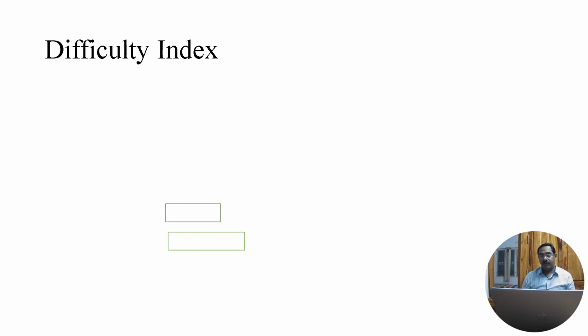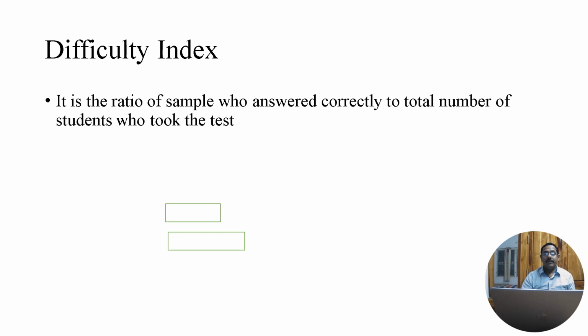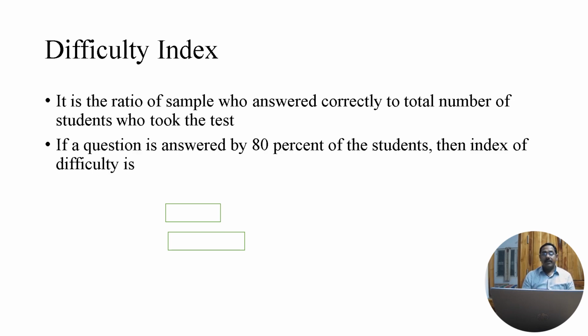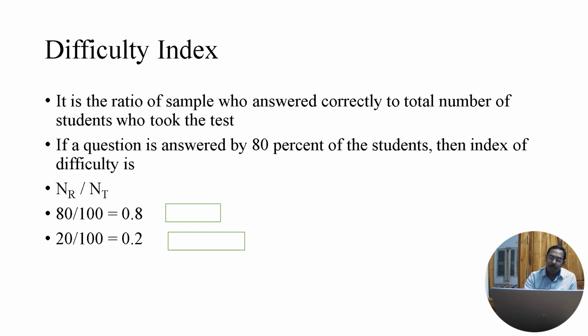Now we'll take up the first statistic, called difficulty index. How hard a question is: difficulty index. It is the ratio of the sample who answered correctly to the total number of students who took the test. Here is an example. If a question is answered correctly by 80% of the students, then the index of difficulty is 80 divided by 100, which is 0.8. This means a larger number passed the question, so that question would normally be easy.